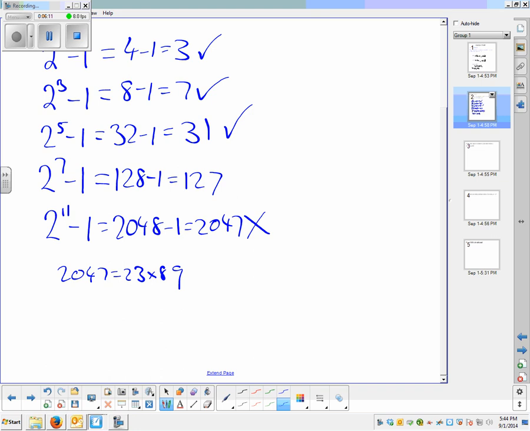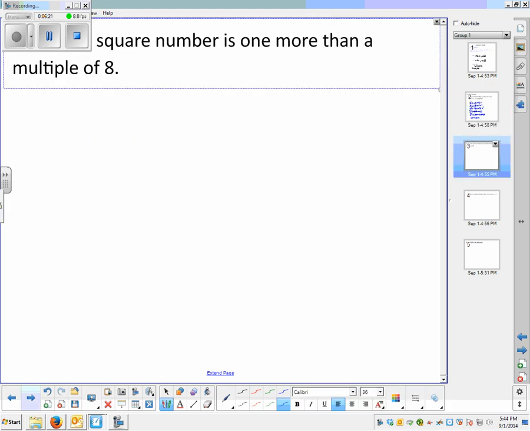The problem is, if this was true, I couldn't list all the examples because there'd be an infinite number of them. I'd have to do 2 to the power of every prime. So I want to be able to check that in general something is true. So this is one of my favorites: that every odd square number is one more than a multiple of 8.